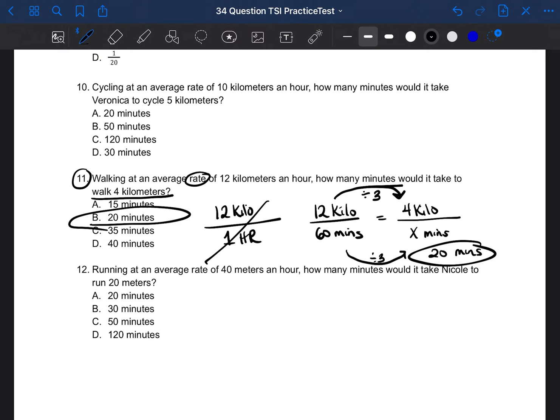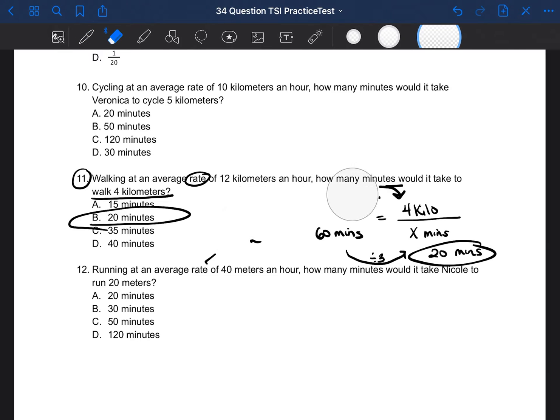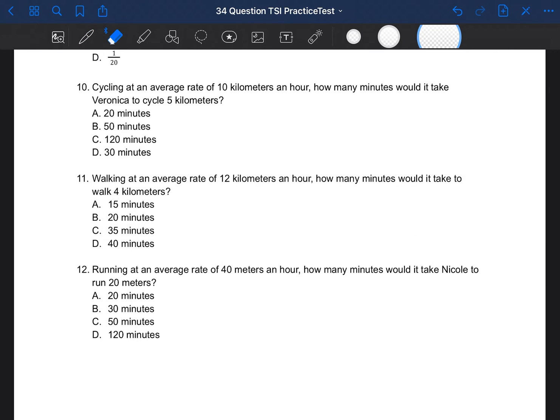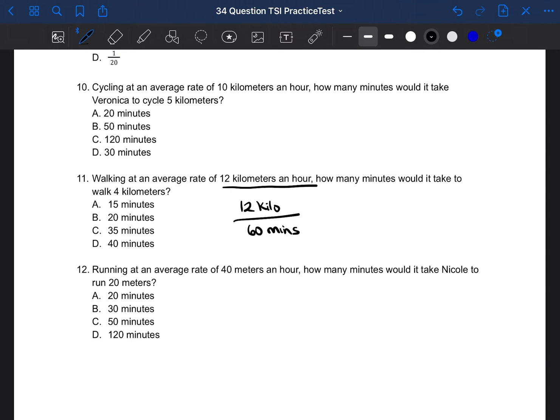Let's go ahead and also do the butterfly method. So I'm going to go ahead and erase this, and let's do that again. 12 kilometers in 1 hour, or in 60 minutes, is equal to 4 kilometers in X amount of minutes. So now we're going to do the butterfly method by cross multiplying.